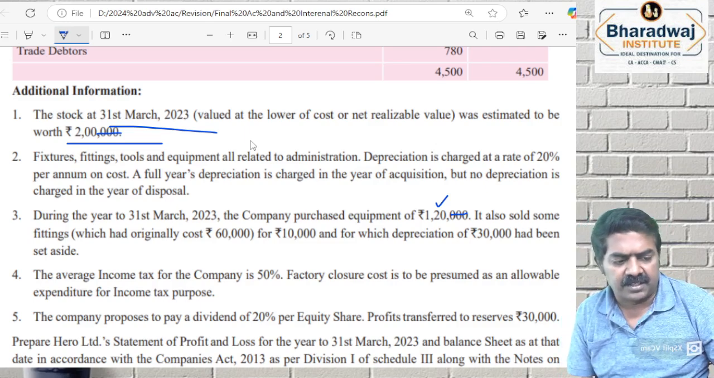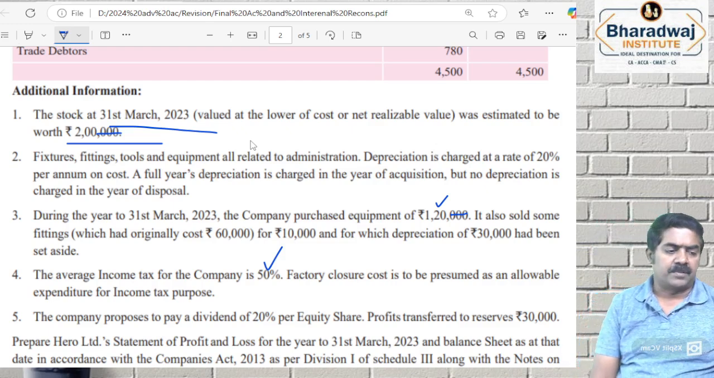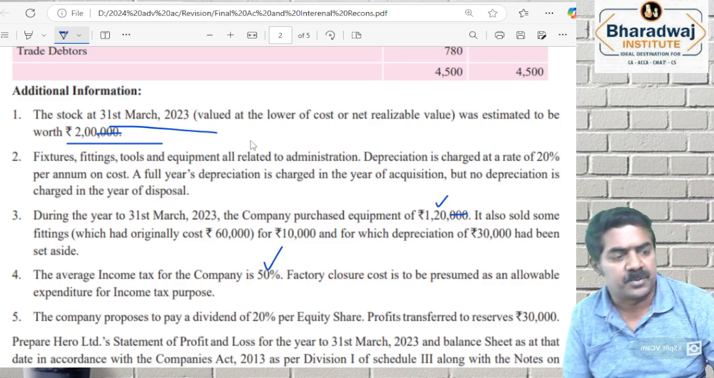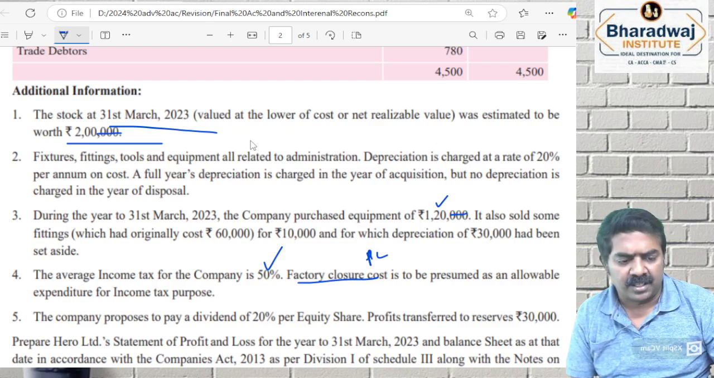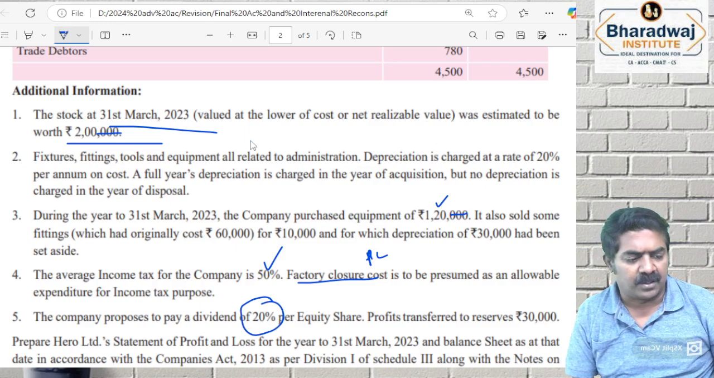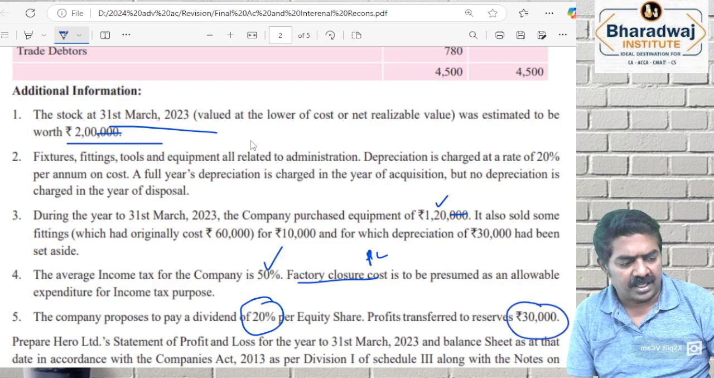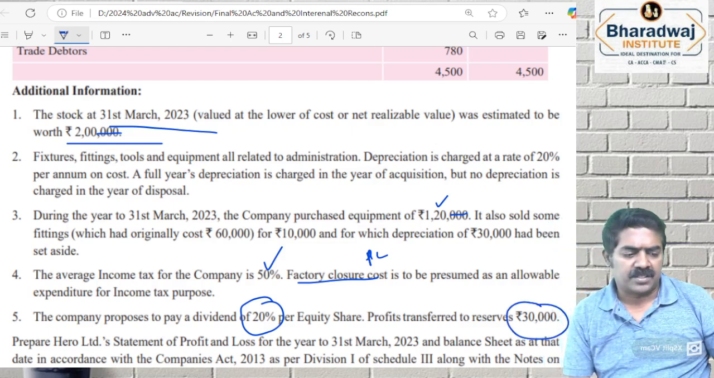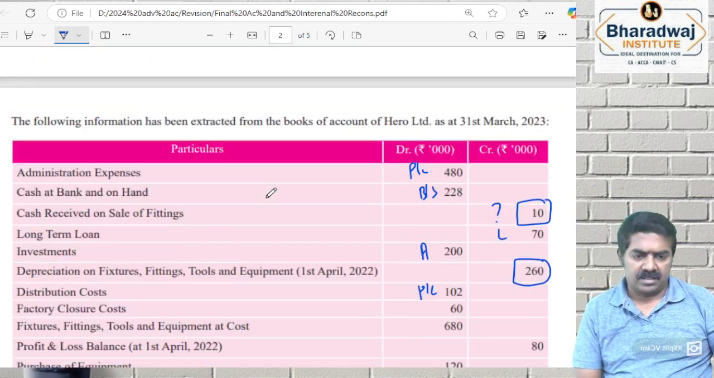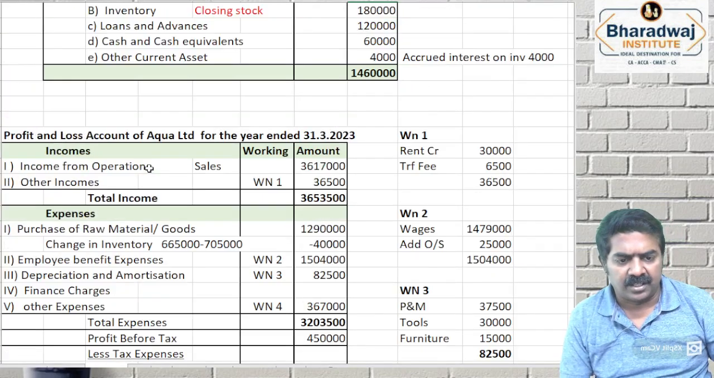Average income tax of the company is how much? 50%. Then factory closure cost is presumed to be allowed as an expenditure for which purpose? Income tax purpose. Now we will charge this in P&L account, in other expenses. Company proposes to pay 20% dividend on equity. Notes to accounts, disclosure. And transfer reserve will be adjusted in reserves and surplus. So first, which one to start with? P&L account. Start the P&L account. Try to find out the net profit and tell me.